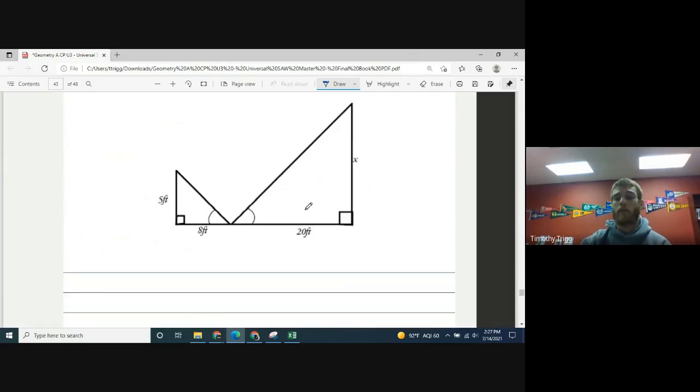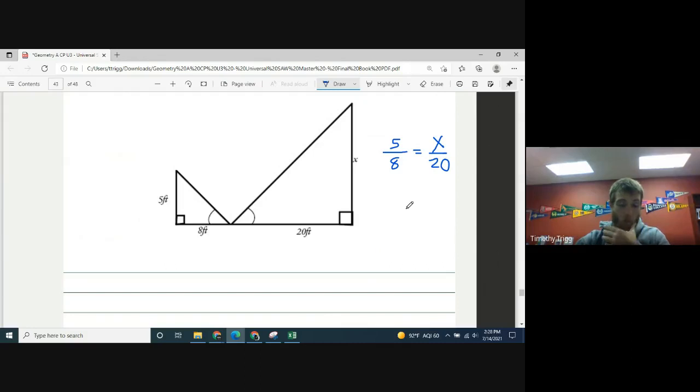And number 19, we want to find the length of x. Now, the way we do that is we use the fact that these two triangles are similar to each other. So if the two triangles are similar, we know the sides are proportional. So for example, we could say x over 20 equals, now what corresponds to the x over here? Well, that would be the 5. What corresponds to the 20? Well, the 8.